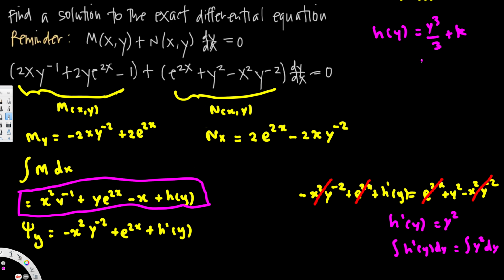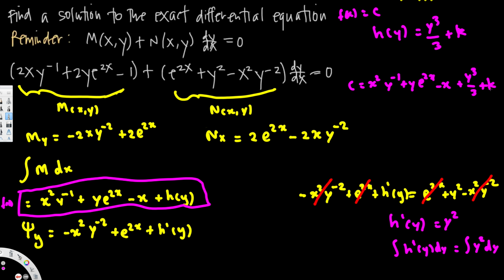We replace this one, and we also have to write this one. If this is our f of x, we have to write f of x is equal to c. We have to equate this value to a constant. Now let's go ahead and do that. So c is equal to x square y to the power minus 1 plus y e to the power 2x minus x, and we know the h of y is this one, right? y cubed over 3 plus a constant, k.